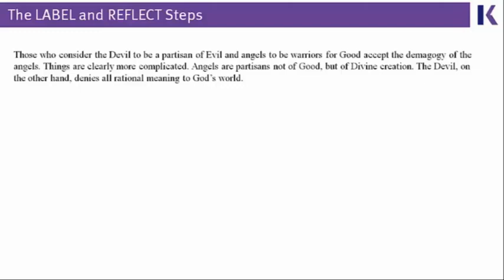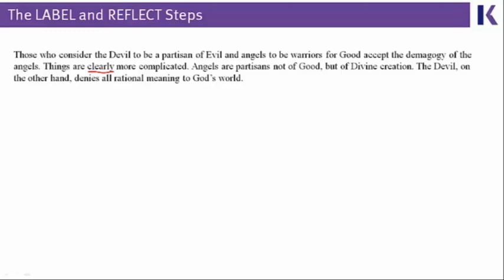Now, pause for just a moment and realize the author has just given us a major keyword. Clearly more complicated. This is an extreme keyword, and it tells us that this is a point that the author thinks is important. What that means is there's likely going to be questions that go along with this passage that are about the complicated nature of devils being evil and angels being good.